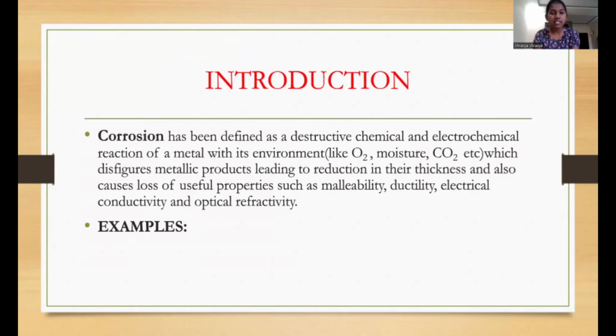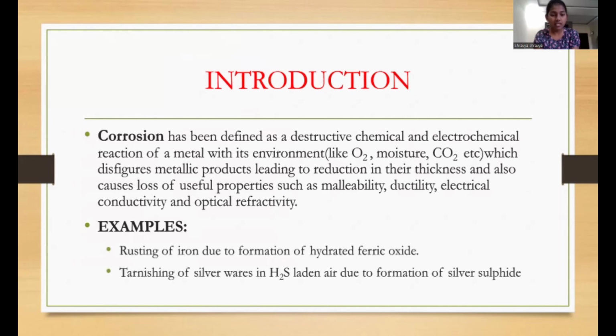Corrosion has been defined as a destructive chemical and electrochemical reaction of a metal with its environment like oxygen, moisture, and carbon dioxide, etc., which disfigures metallic products leading to reduction in their thickness and also causes loss of useful properties such as malleability, ductility, electrical conductivity, and optical refractivity. Examples: rusting of iron due to formation of hydrated ferric oxide, tarnishing of silverwares in H2S laden air due to formation of silver sulfide.